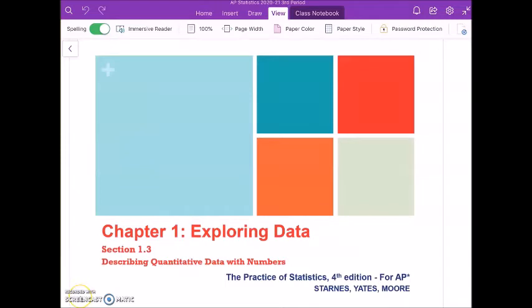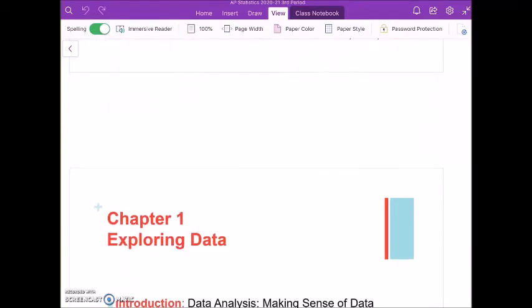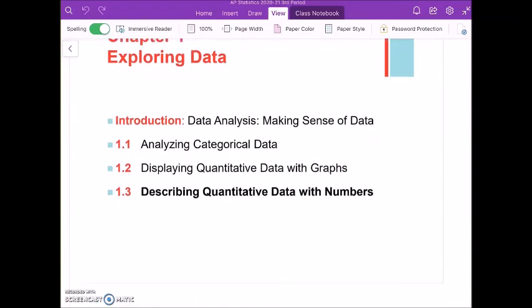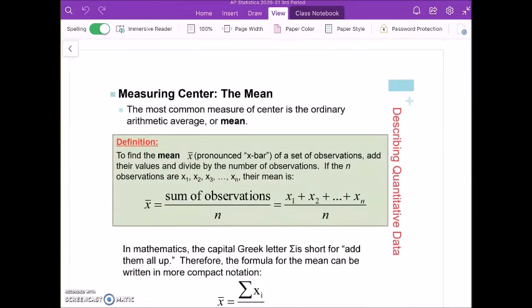Okay, and then lastly, I just want to highlight a couple of things in the third section, 1.3, because that's really where we're calculating the statistics and the values that describe quantitative data. So if you want to switch to the 1.3 PowerPoint printout and follow along, you can do that.